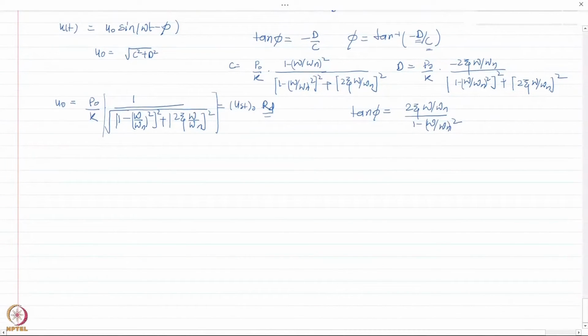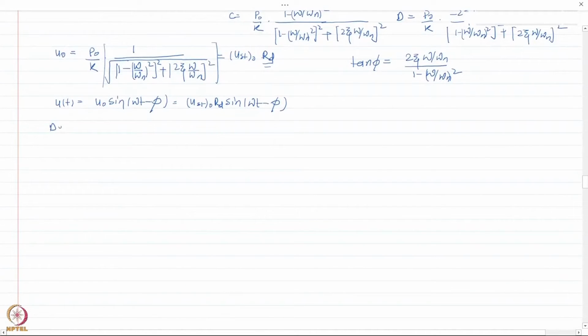So what we have derived is that for the steady state, my response can be written as u naught times sine omega t minus phi, which is nothing but u static naught times Rd times sine omega t minus phi, where Rd is the deformation response factor, or displacement response factor. Rd is this expression right here.